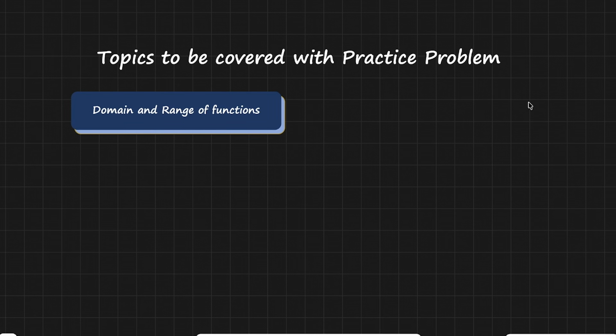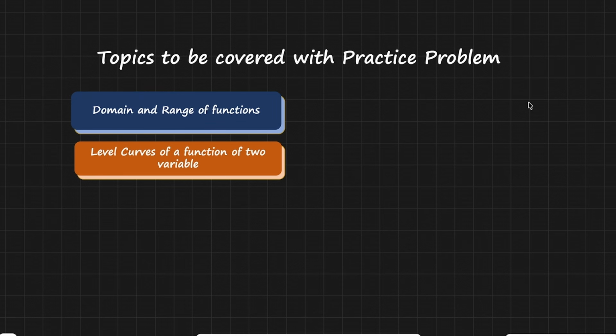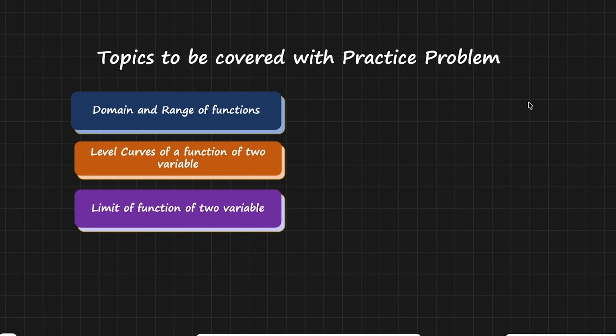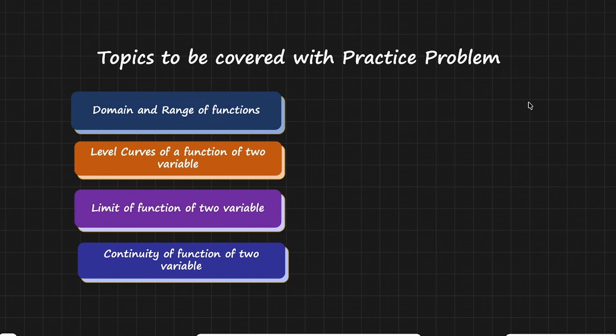So first of all, we'll see the domain and range of the function. Then we will proceed to the level curves of the function of two variables, and then the limit of a function of two variables, how to find the limit, how to approach the question in your exams, that we will see. And then continuity of a function of two variables, how to check the continuity, basically whether my function is continuous or not. If it is not continuous, how to check. Okay, all these things we will see.